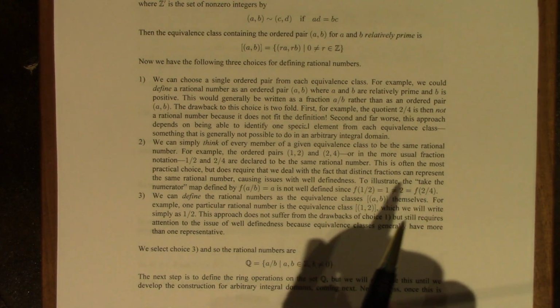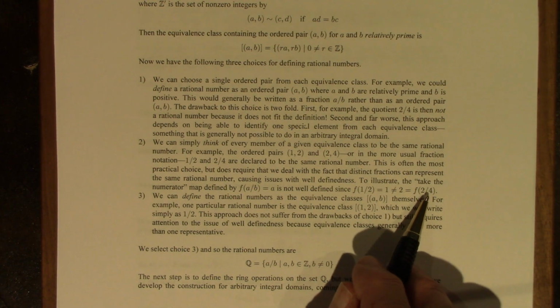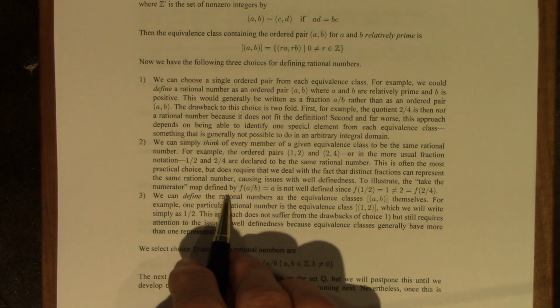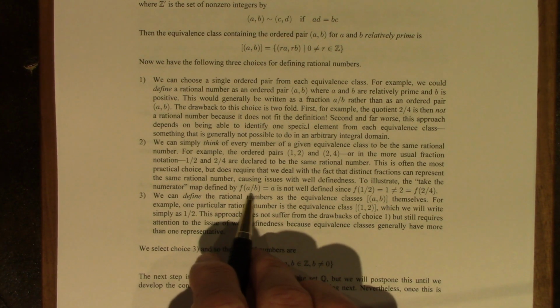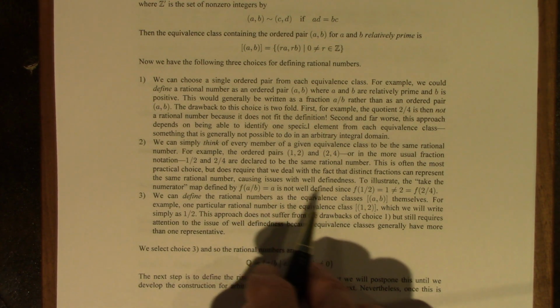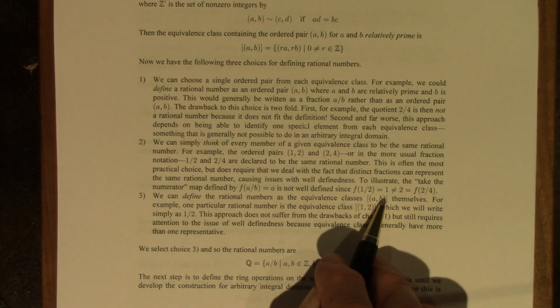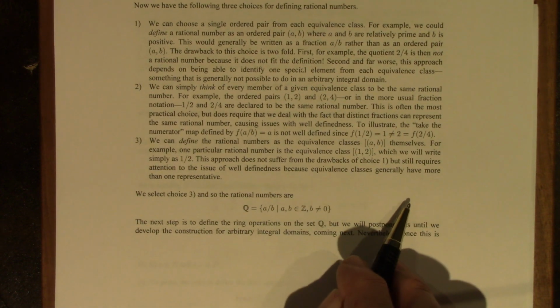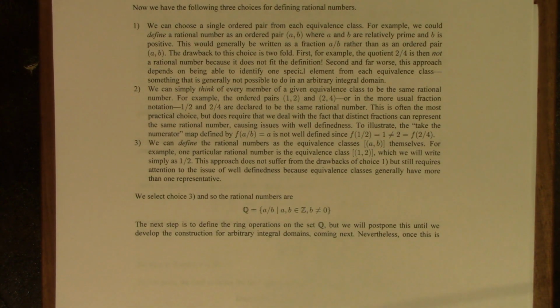Here's a very trivial example that probably would be spotted immediately. Take the numerator map defined by f of the fraction a/b is a. It's garbage. It's not a function. It's not well defined. f of 1/2 is 1. f of 2/4 is 2. So there's an immediate problem of not being well defined. But there may be other cases where the issue is more subtle.